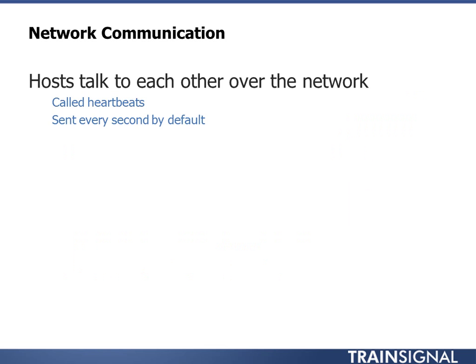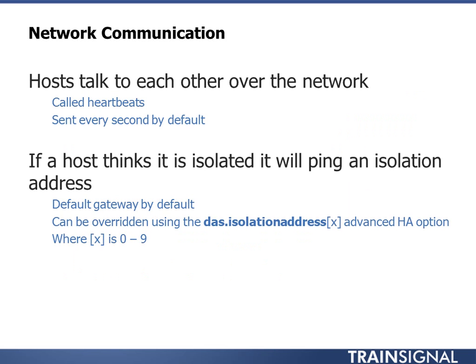Network communication is fairly simple. It sends out heartbeats over the network, sent every second by default. If a host thinks it is isolated, it will ping an isolation address. By default, the isolation address is your default gateway. So that's what it uses. What if you don't allow pings to your default gateway? Or what if you go, it's great to ping the default gateway, but what if we could also have it ping a backup address just in case? Well, that's what you can do with the das.isolationaddress override.